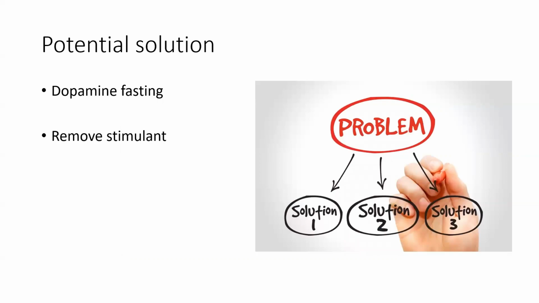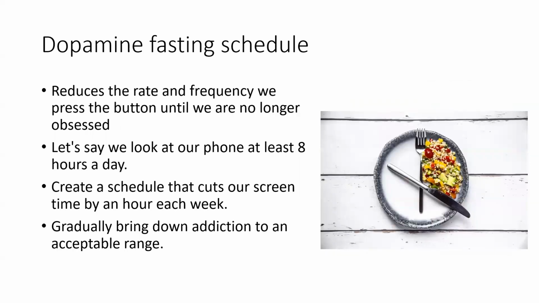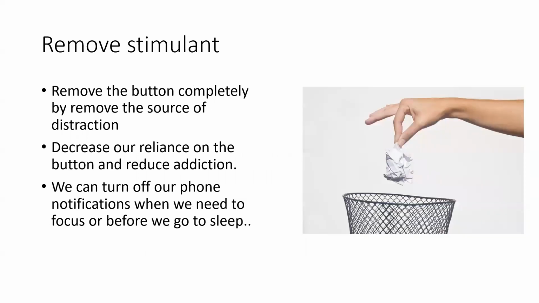So is there really no solution to this problem? Actually, there is. Two solutions I came up with are dopamine fasting and removing stimulants. Dopamine fasting refers to creating a schedule that reduces the frequency with which we press the button until we are no longer obsessed with pressing it. Just like regular dieting, let's say we look at our phone at least 8 hours a day, we create a schedule and a goal to cut our screen time by an hour each week. And then we gradually bring the addiction down to an acceptable level.